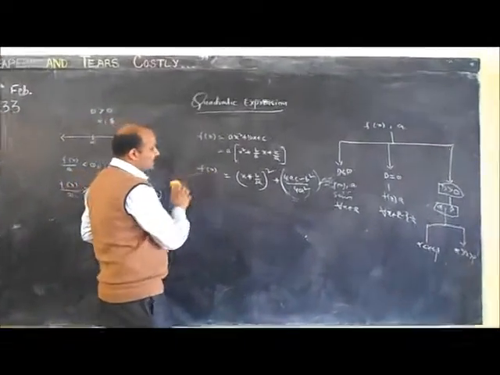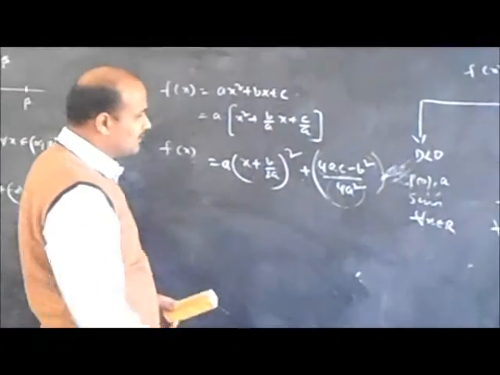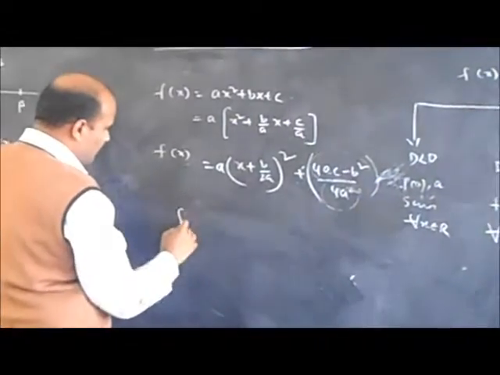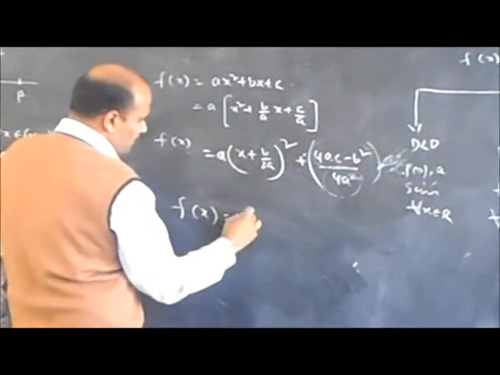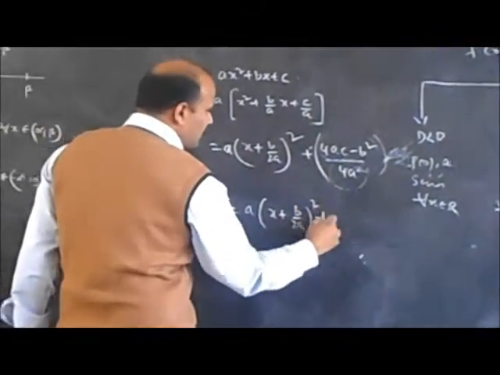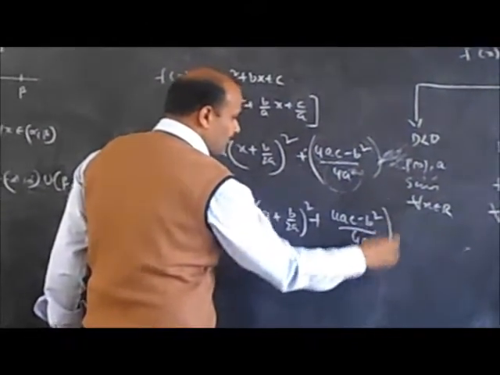Now f of x can be written as a into x plus b by 2a whole square. Now this is a, one a is cancelled. Now the final value, f of x is equal to a into x plus b by 2a whole square plus 4ac minus b square by 4a.